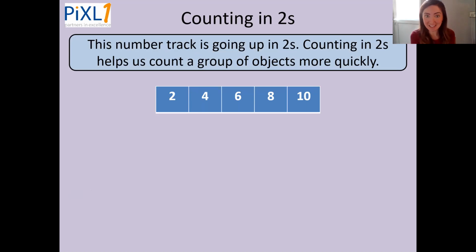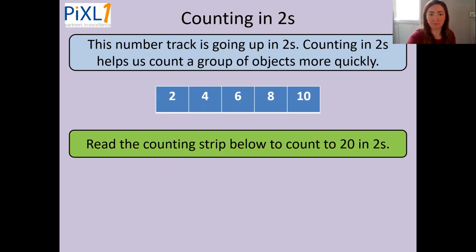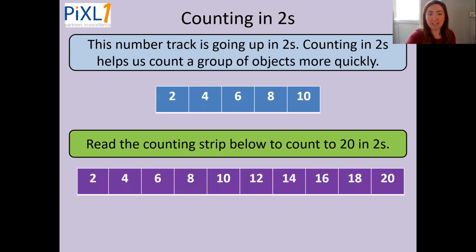So this number track is going up in 2s. And we have practiced counting in 2s before. And we know that counting in 2s helps us count a group of objects more quickly than just counting in 1s. So read the counting strip below to count 20 in 2s. We'll do it together first and then your turn.